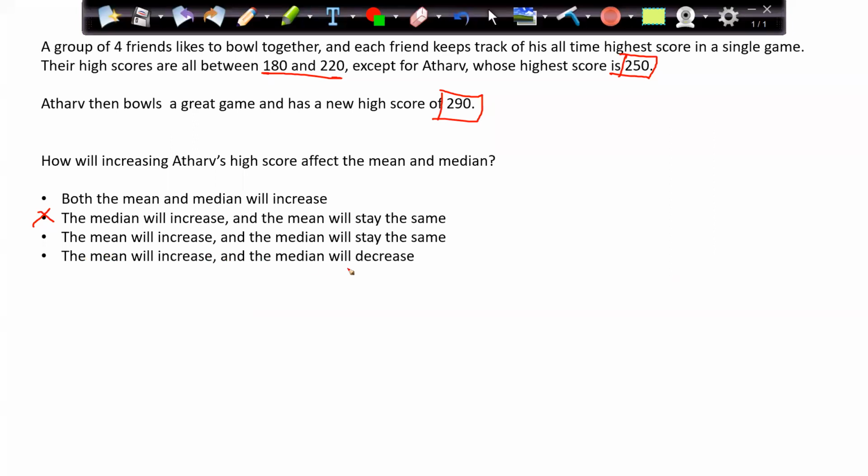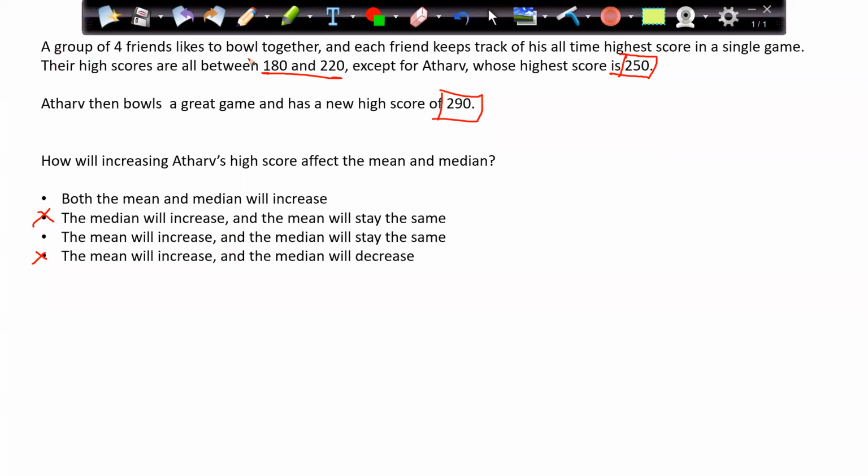The mean will increase and median will decrease. Median will not decrease, right? It will obviously either be same or increase only. It is not going to decrease. So this is also a wrong option. Now we are left with these two. As per me, I think median should be the same, but not sure. Let's try to understand that.